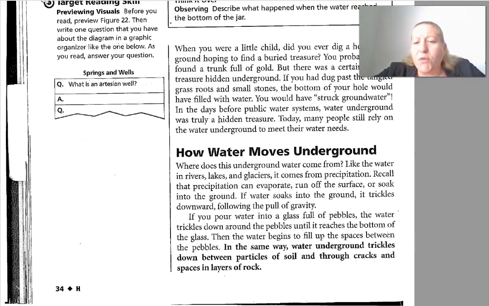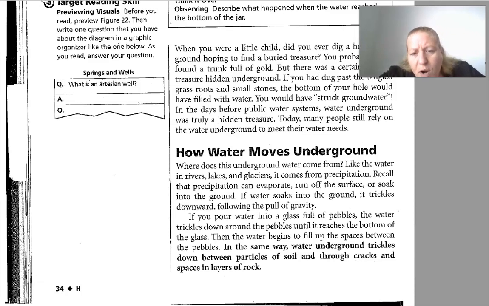So how does water move underground? Where does this underground water come from? Like the water in rivers, lakes, and glaciers, it comes from precipitation. Recall that precipitation can evaporate, run off the surface, or soak into the ground. If water soaks into the ground, it trickles downward, following the pull of gravity.